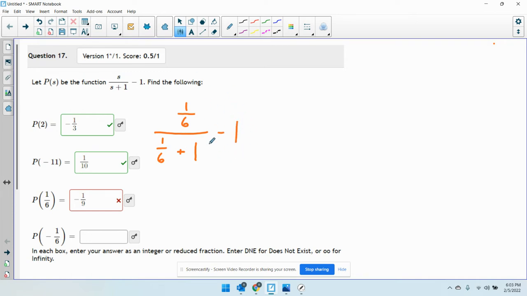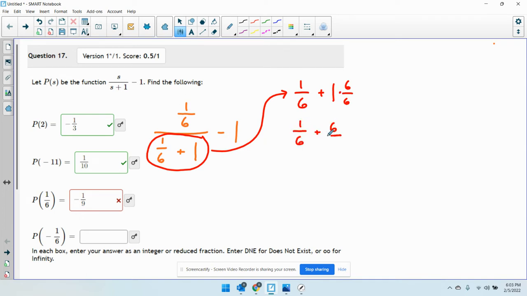Okay, ignore this for right now. Let's just worry about simplifying this. So I'm going to start here with this bottom fraction. I'm just going to circle this and simplify this thing over here. 1/6 plus 1. Well, I need to get a common denominator so I can multiply 1 by 6 over 6. So this is going to be 1/6 plus 6/6, which gives me 7/6.